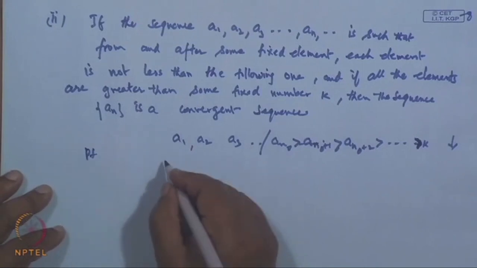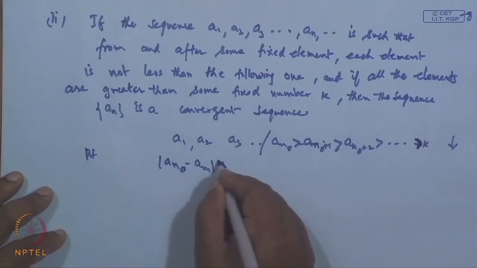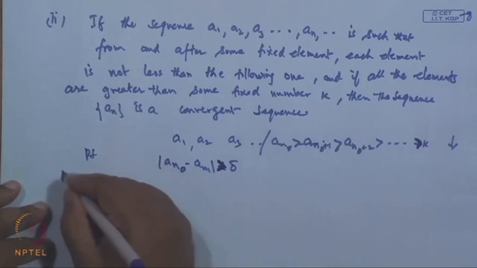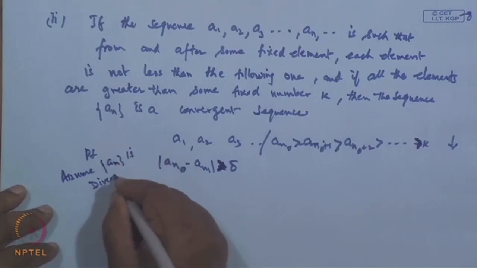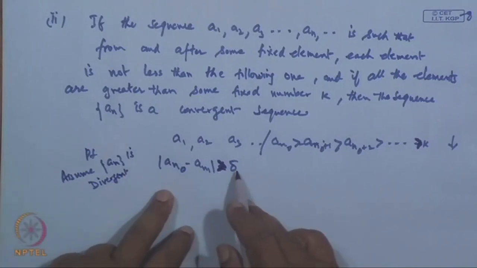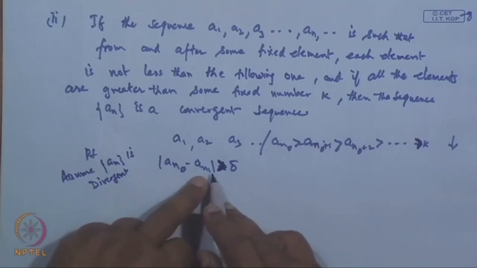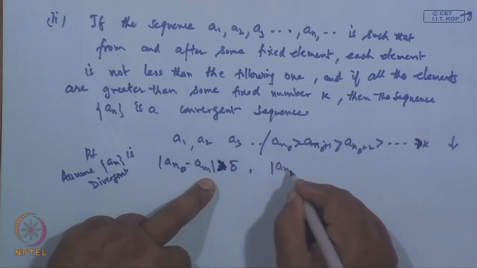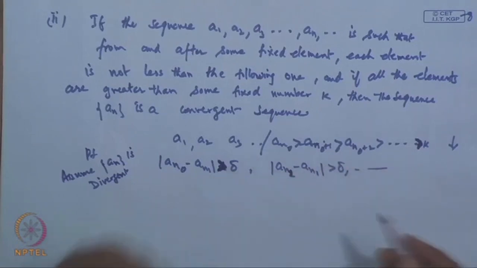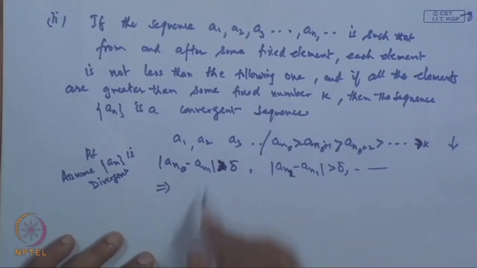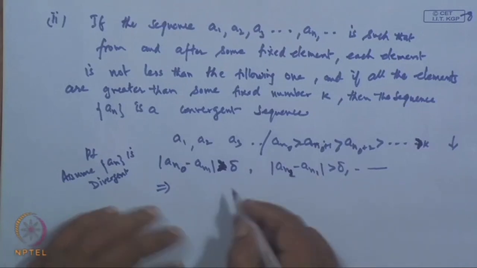We have seen that a_n0 minus a_n1 is greater than delta, assuming that this is diverging. Assume the sequence a_n is divergent, then there exists a delta and an increasing sequence of integers n_0, n_1, n_2, such that a_n0 minus a_n1 is greater than delta, a_n1 minus a_n2 is greater than delta, and so on. So, greater than or equal to half. Okay. So from here, if a_n1 is greater than a_n0 or a_n2 is greater than a_n1, etcetera, we can write from this on the negative side.